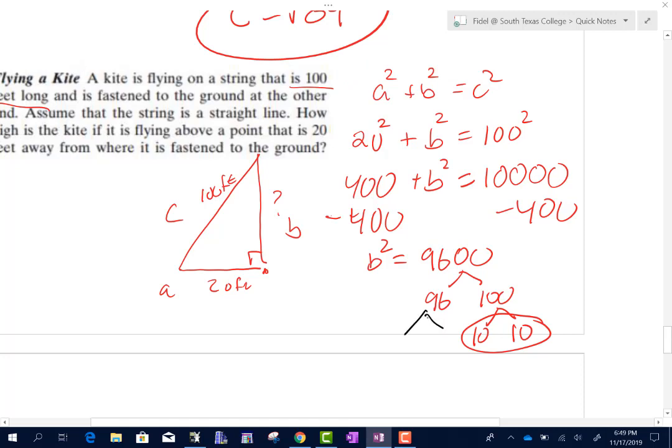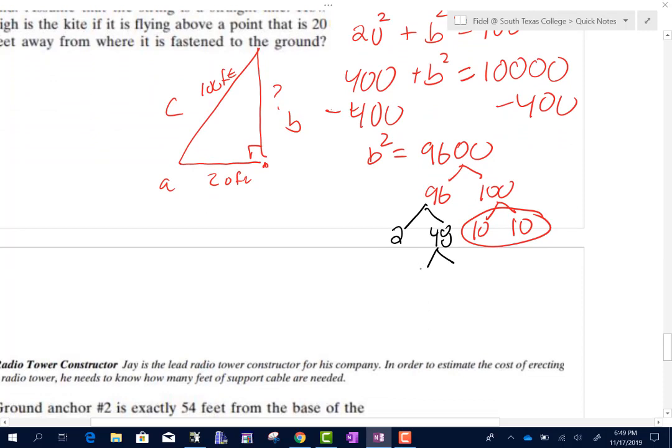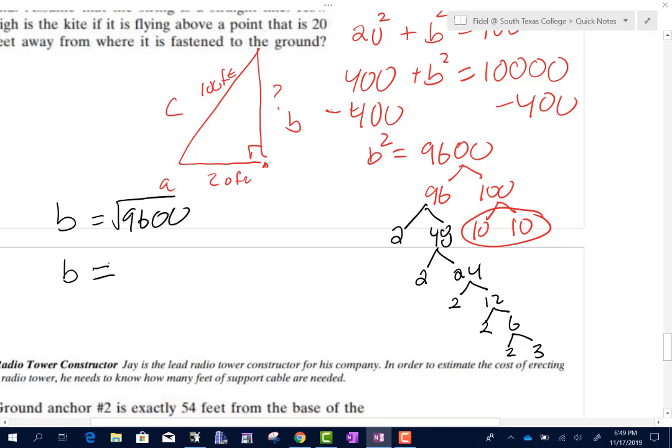All right, now 96. Let me see, I bet you we can divide it by 2. So that's going to be 2 times 48. This is going to be 2, 24, 2 and 12, 2 and 6, 2 and 3. And all I'm doing here, guys, I'm just breaking up my numbers till I can't anymore. All right, so I want you to think about this for a minute. Remember what we're trying to do. We're trying to take the square root of 9,600, and we want to see what that's going to be.